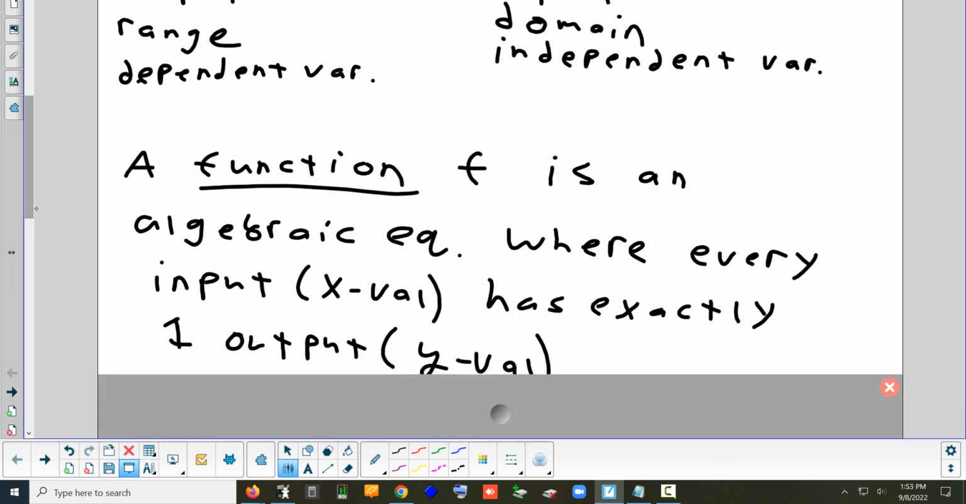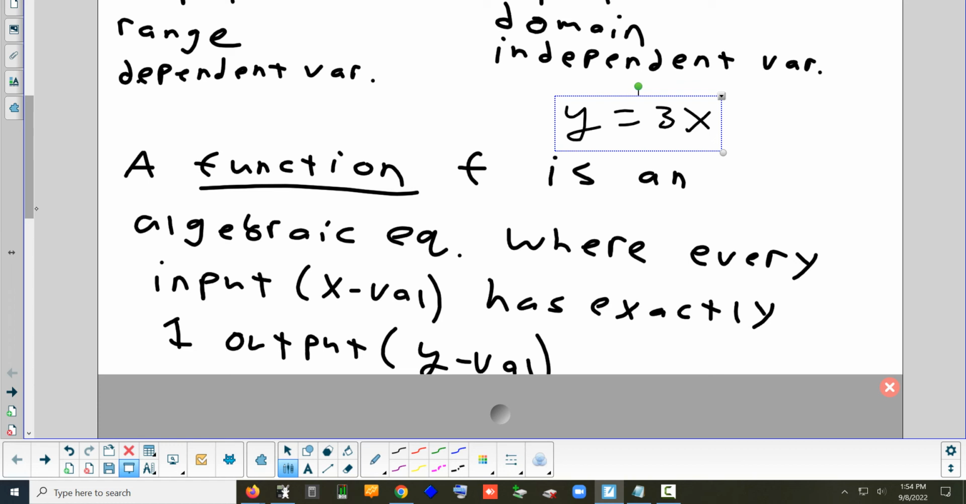So, algebraically, a function is basically this. If you plug in one number into a formula, you get exactly one number as an answer. Here's an example of a function. y equals 3x. If I plug in 4 into that formula, what will I get for y? 12. Will I get another answer besides 12? No. If you plug in 4 for x, you will get 12 for y. There is no other answer.